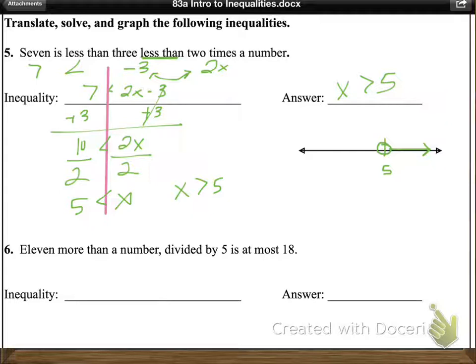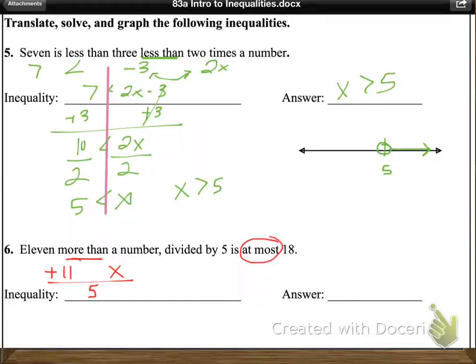I'm gonna set up 6 for you, but I'm gonna let you solve that on your own. So let's set that up together. Okay, we have 11 more than a number. So that means more than is a switch word. So plus 11, right? A number, x, divided by 5. Okay, so all of this divided by 5 is at most 18.